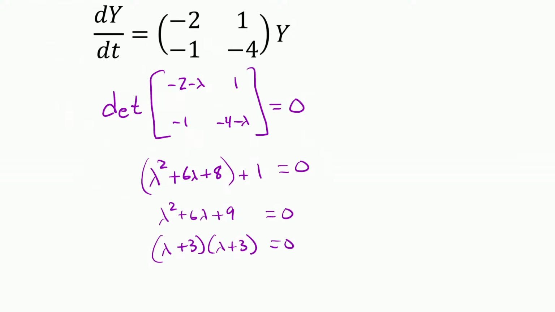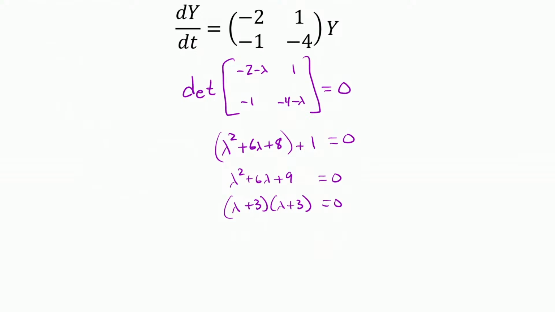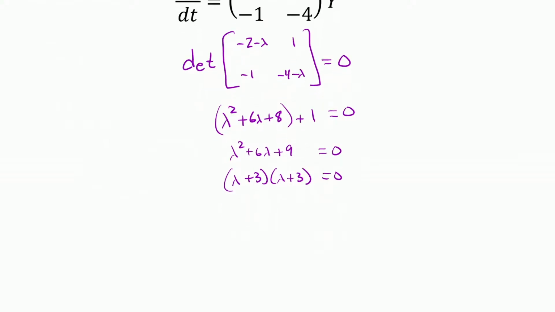Which is disappointing, because if I want to assemble a general solution to this, I'm going to need two pieces to my solution. But not to worry, we've dealt with this sort of thing before. You remember that whenever you have a repeated root with a second order differential equation, the same thing happens here. The way that we deal with the solution is very similar. So let's go ahead and get our first eigenvector.